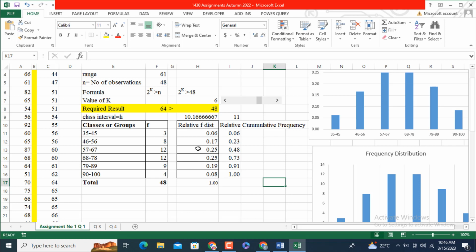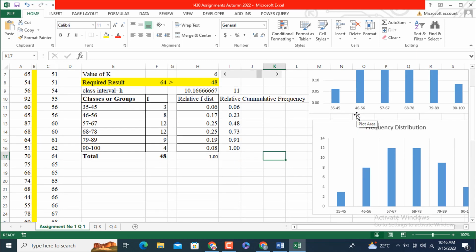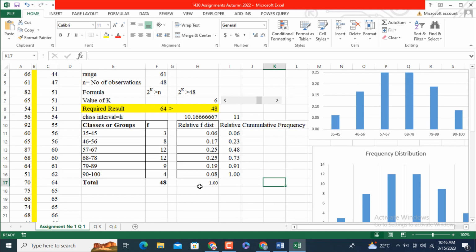Relative frequency distribution is a way of representing data in terms of percents. So the sum of the values is equal to 1. There is no need to add a graph here. I already added a graph here for better understanding. So your question is finalized here.